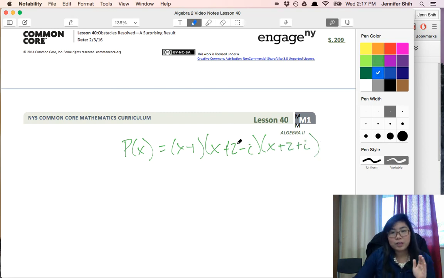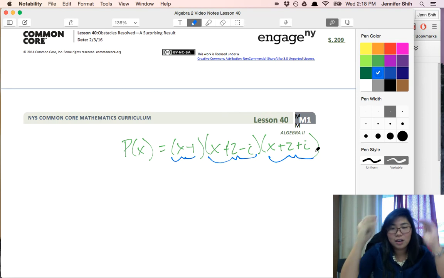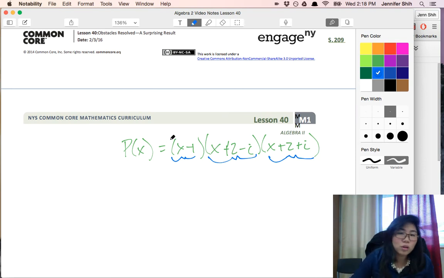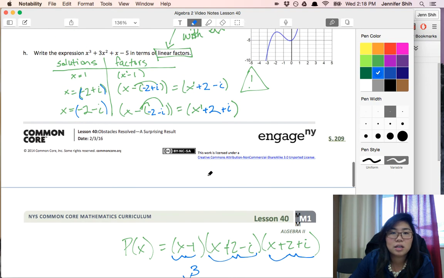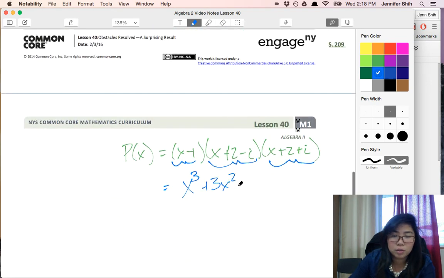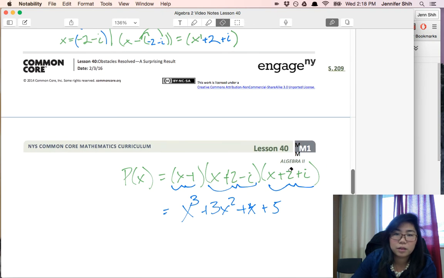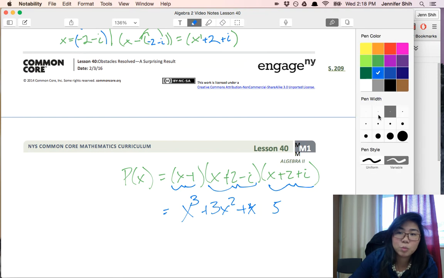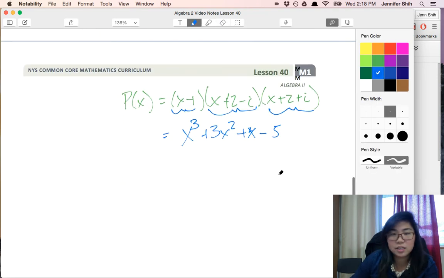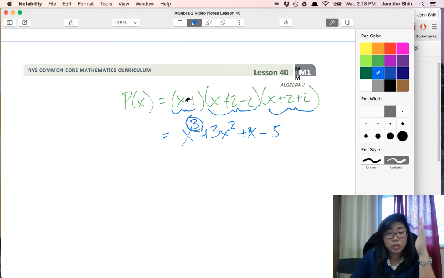We have 3 factors here, 3 factors. One factor, another factor, another factor. That's why I always do this when I say factors, because I keep them in parentheses. We also know that this is equal to x cubed plus 3x squared plus x minus 5. And this is important because this is the connection I want you to make. You have a degree of 3, and you need 3 solutions.